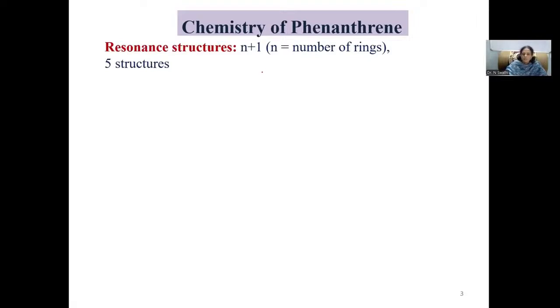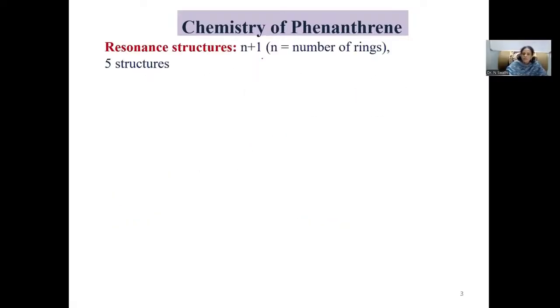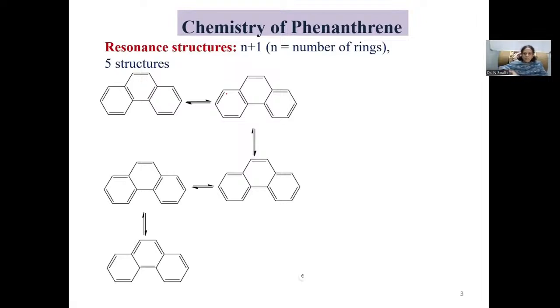Now coming to the number of resonance structures, as we are aware, the formula is n+1, where n is the number of rings. The total number of rings in phenanthrene is 3, so 3 plus 1, 4 resonance structures are supposed to be formed. This number is the same as for anthracene. But for phenanthrene, 5 resonance structures are possible. That means an extra resonance structure is possible, because of the greater stability of this molecule when compared with anthracene.